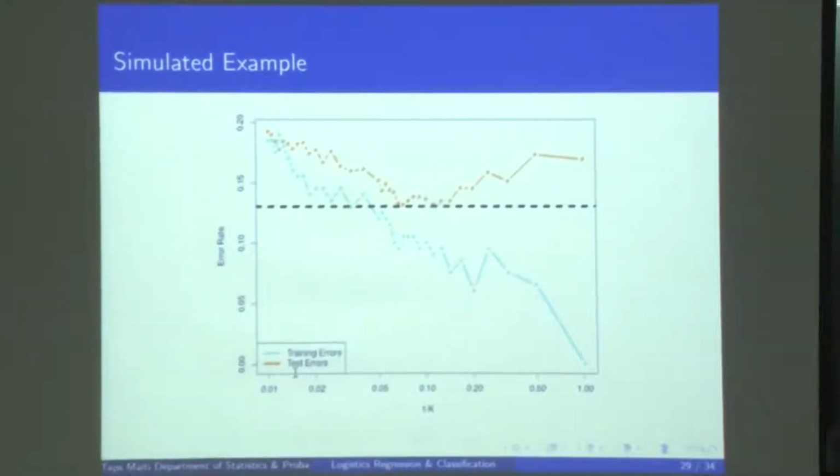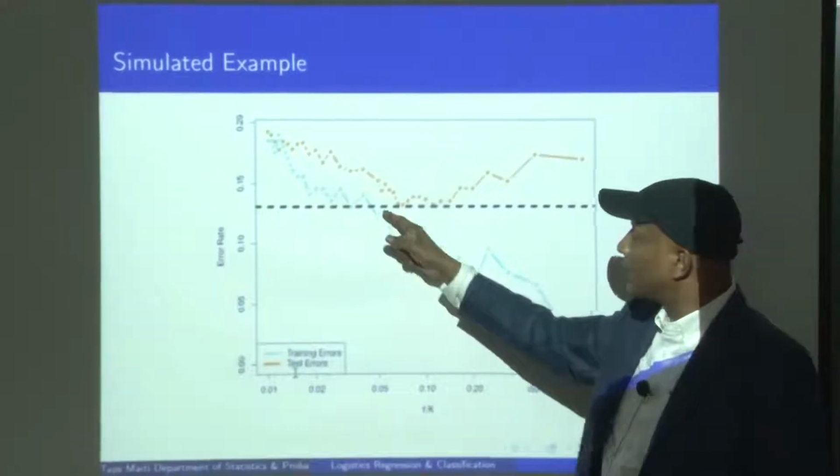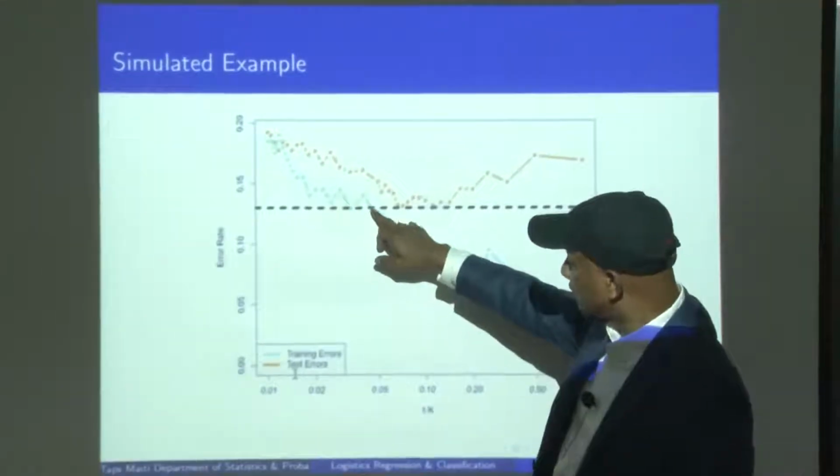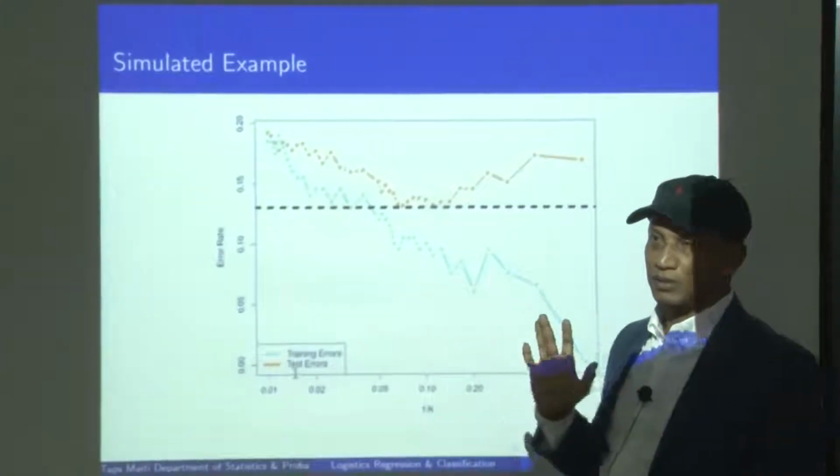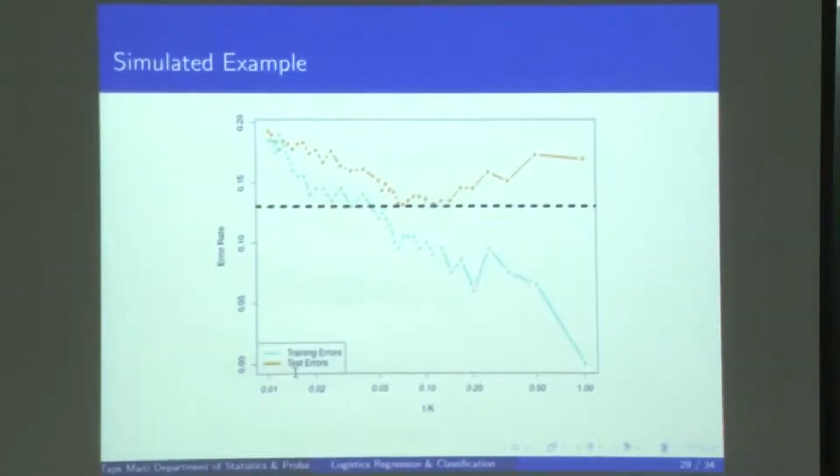Okay? And there is no way I can say when it is better after this point, that k would be this. No way I can say this in general. All right?